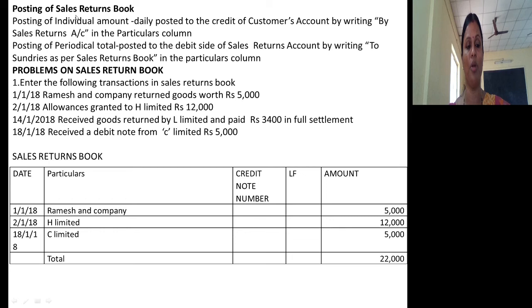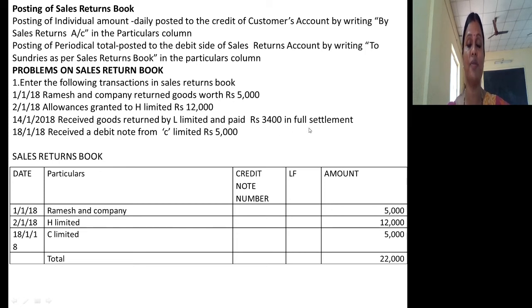Let me solve the problem. Look at the problem. Enter the following transactions in sales return book. Ramesh and company returned goods worth rupees 5,000 will be recorded. Allowances granted to H Limited. Yes, it will be recorded. Received goods returned by L Limited. Means we sold goods to L Limited, that they returned it, we received it. And paid 3,400 in full settlement.